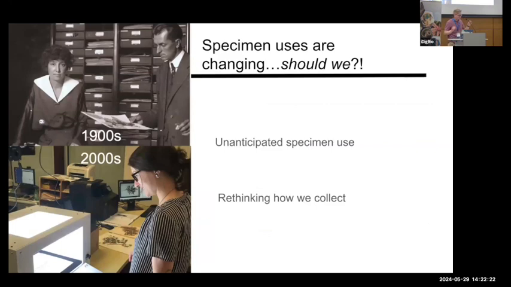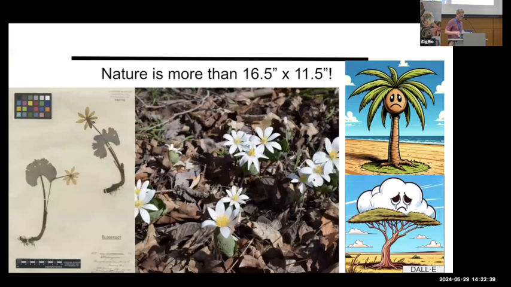All right, so specimen uses are changing, really getting into this functional trait work, and the question is, should we? So now that we have these unanticipated specimen uses, how we engage with existing specimens might be rethought, and also rethinking how we collect now. And so one thing I've realized coming into the herbarium space is that nature is more than fits on an herbarium sheet, certainly for some species more than others.